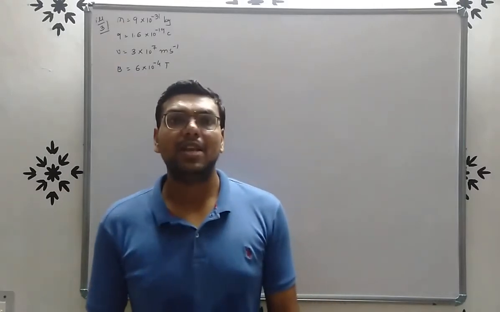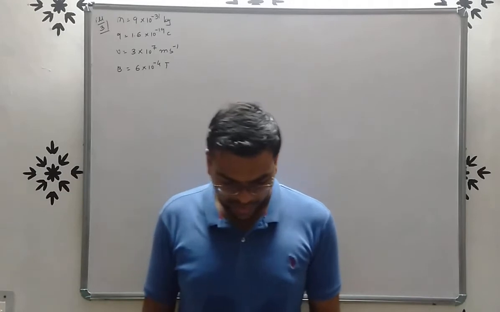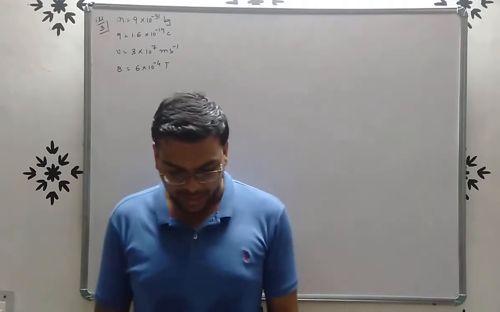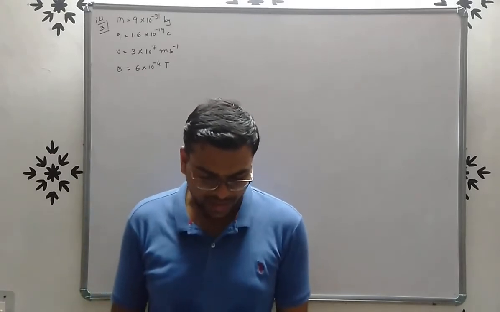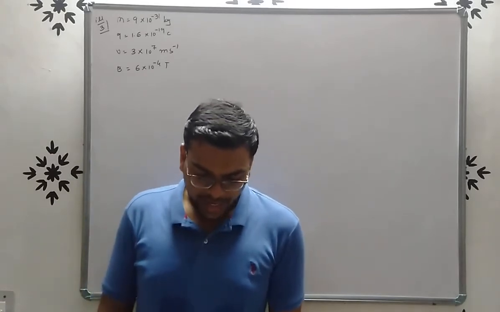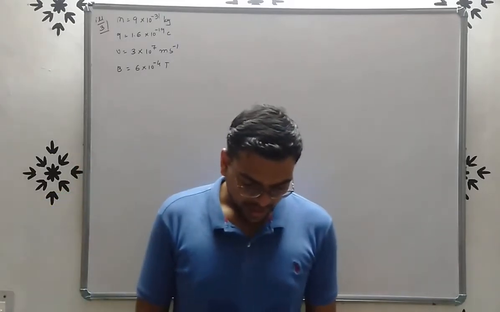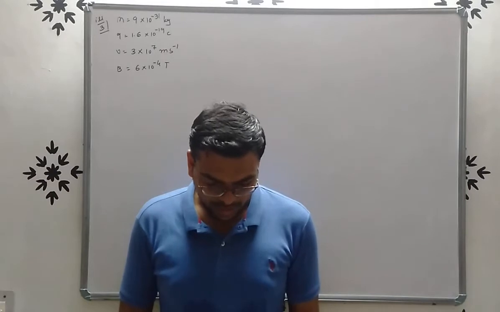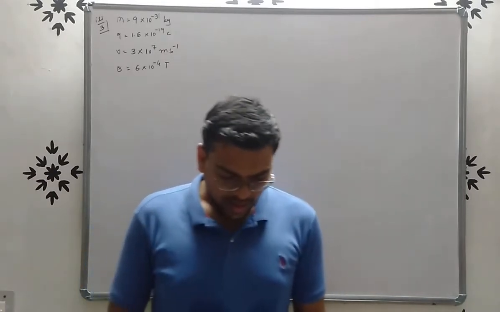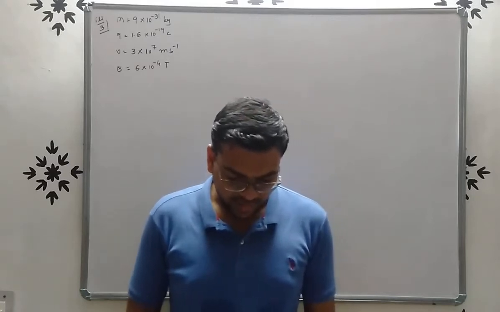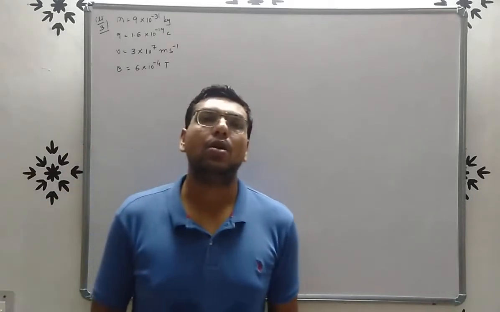Hello friends. Illustration number 3. What is the radius of the path of an electron having mass 9 × 10^-31 and charge 1.6 × 10^-19 coulomb, moving at a speed of 3 × 10^7 meter per second in a magnetic field of 6 × 10^-4 Tesla perpendicular to it? Then what is its frequency, and calculate its energy in kilo electron volt.